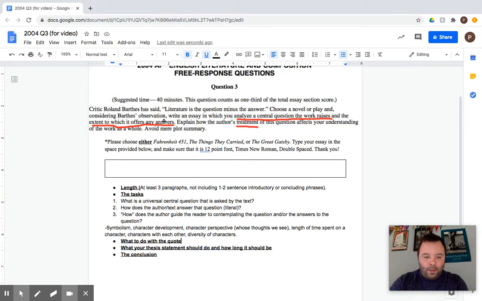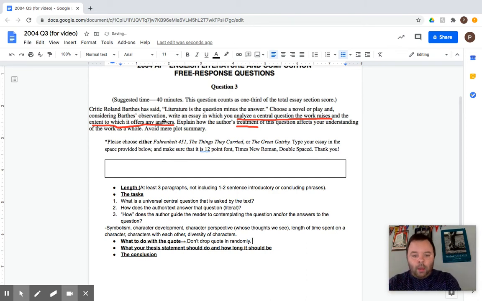So some of the things I'm going to say here about what to do with the quote are honestly almost things not to do, rather than things that you have to do. One thing I would not do is just drop the quote. In other words, I wouldn't say, first sentence of my essay, Roland Barthes has said literature is the question minus the answer. I can guarantee that your AP reader, if they had $1 for every essay that began that way, could probably feed their family for the entire year. You want this to pop, and that is not the way to differentiate yourself.